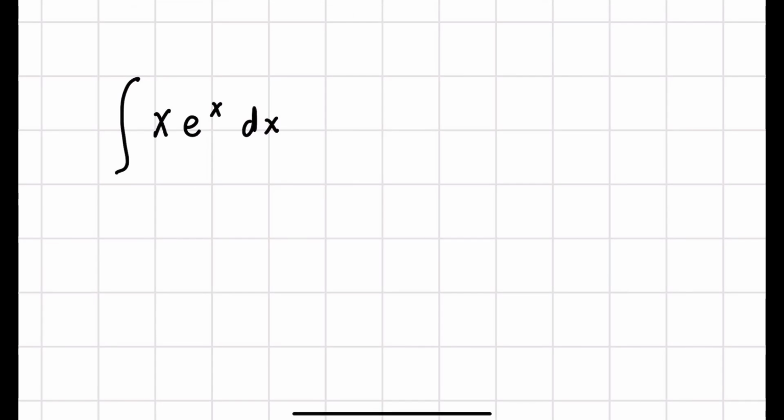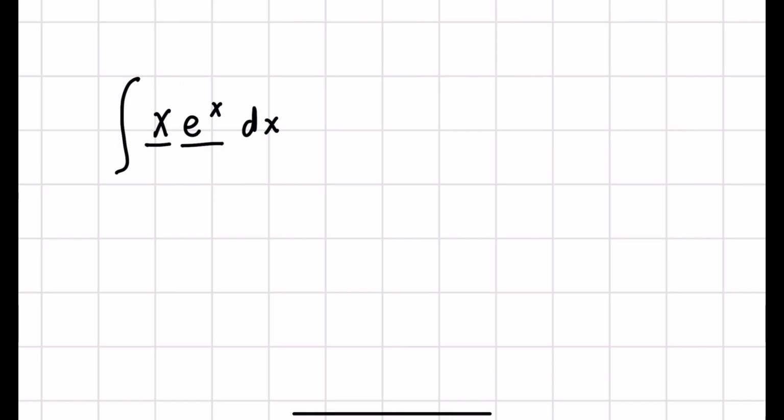In this video, we will be looking at integration by parts. So let's say you want to integrate x times e to the x. You can't really use u substitution here, so you would have to use another integration method, and we will take a look at integration by parts.